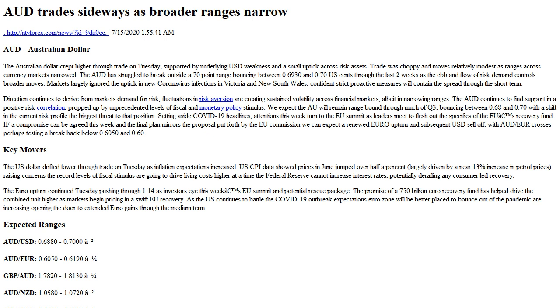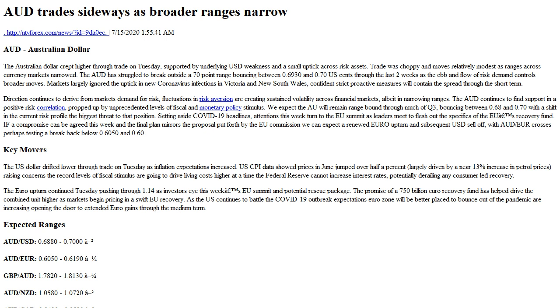The US dollar drifted lower through trade on Tuesday as inflation expectations increased. US CPI data showed prices in June jumped over 0.5%, largely driven by a near 13% increase in petrol prices, raising concerns the record levels of fiscal stimulus are going to drive living costs higher at a time the Federal Reserve cannot increase interest rates, potentially derailing any consumer-led recovery.